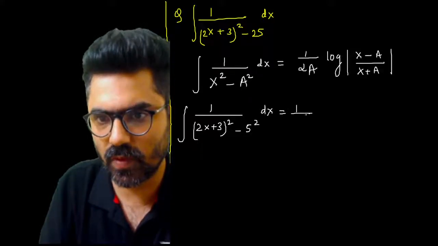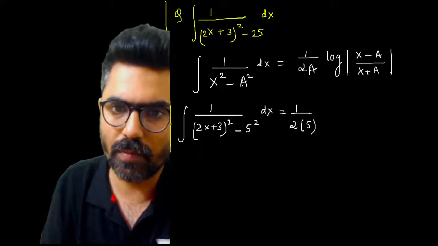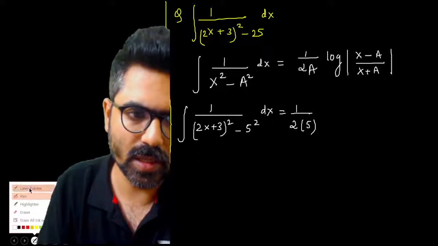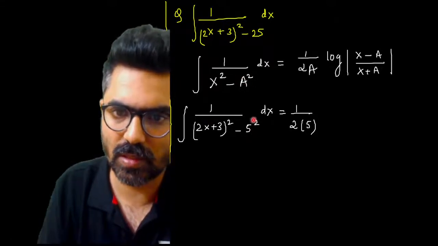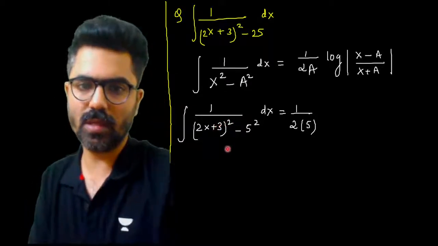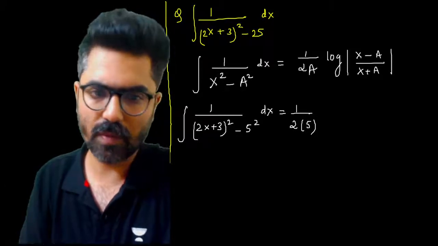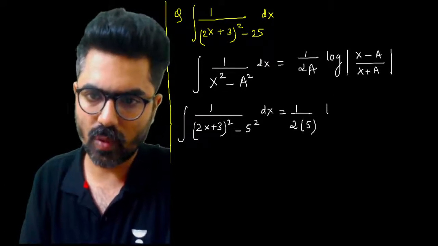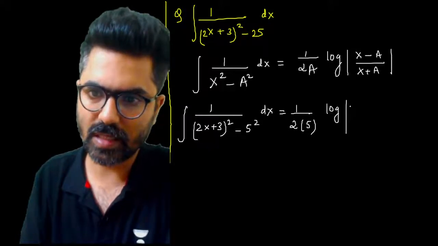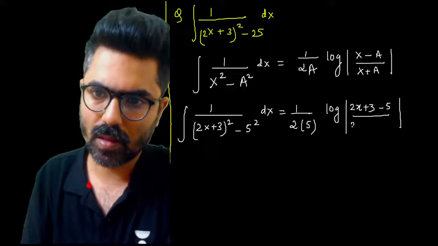So as we can see, it is 1 upon 2a. A is 5. You have to compare it properly. Here a square is written, and here 5 square is written. So 1 by 2a. Instead of x, we have 2x plus 3, and the square is already there. So now if you apply the formula, that is 1 by 2a log of, instead of x, I'll write 2x plus 3 minus a upon 2x plus 3 plus a.